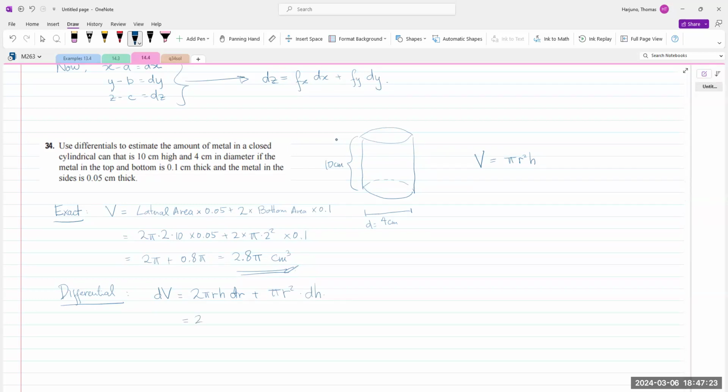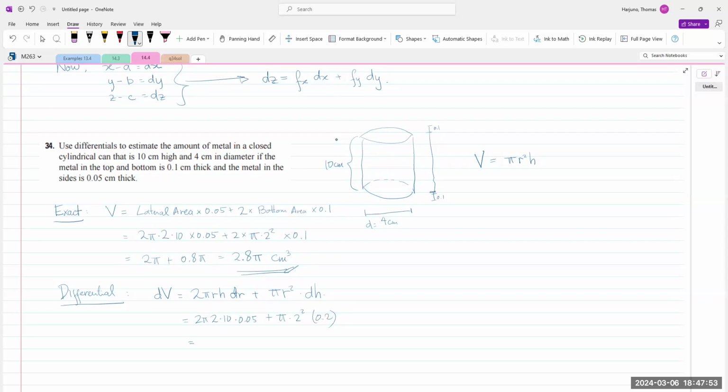Which is 2 pi r times 10 times 0.05. That's the change of the radius, plus pi r squared times the change of the height. But the change of the height, notice that the change of the height is actually 0.1 on the bottom and 0.1 on the top, right? That's the change of the height. So it should be 0.2 here. Is it right?